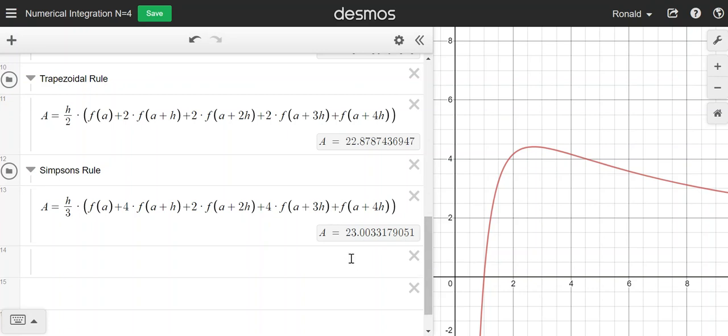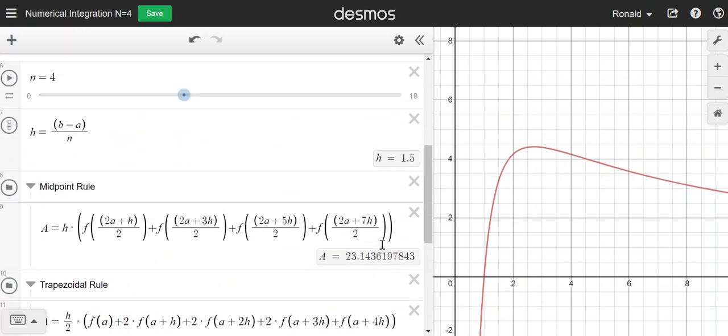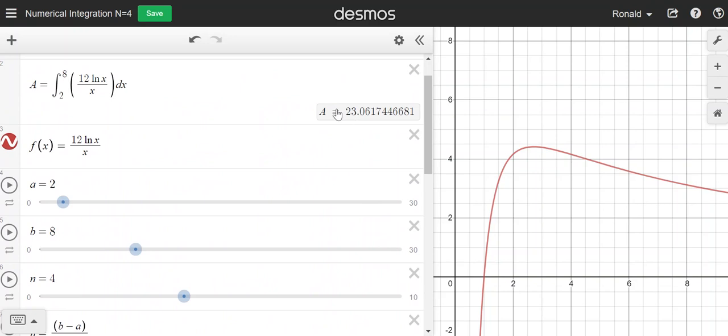Okay, the value for this integral using Simpson's rule is 23.0033. Again, very, very close. So all of these are numerical approximations of the exact value.